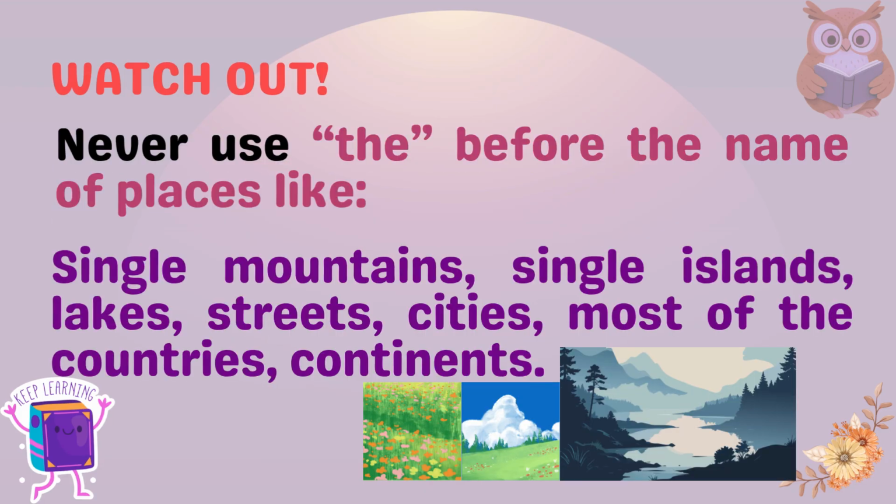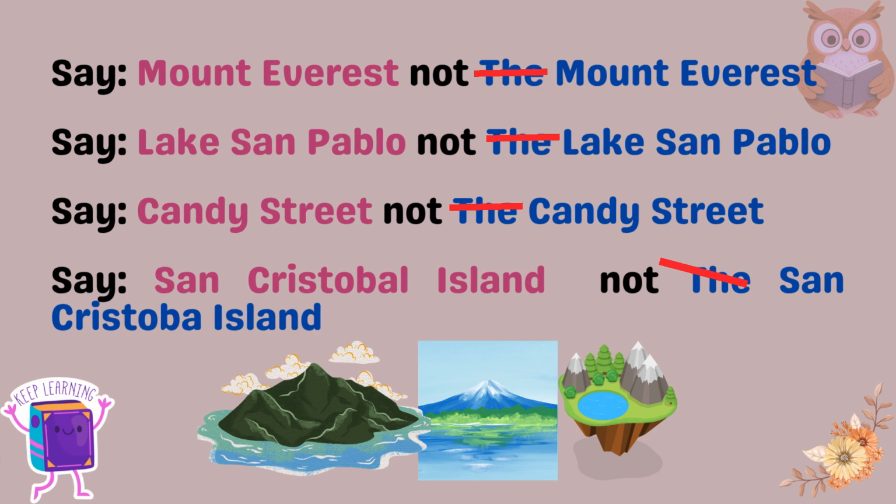Never use the before the name of places like single mountains, single islands, lakes, streets, cities, most of the countries, continents. Say Mount Everest, not the Mount Everest. Say Lake San Pablo, not the Lake San Pablo. Say Candy Street, not the Candy Street. Say San Cristobal Island, not the San Cristobal Island.